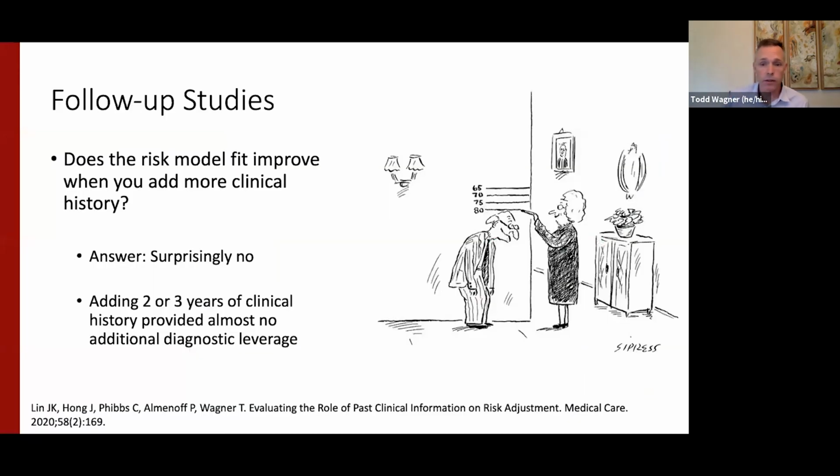We did some follow-up studies. So John Lin, who was a fellow here at Stanford, was really interested in this question of what happens when you track people. We only typically use 1 year of data for our risk scores. What if we use more years of data? Can we improve on that? We thought maybe at the extremes, we'd get more information about the time you've been with something like diabetes or chronic kidney disease. Surprisingly, we were really shocked that the answer was no, that we couldn't improve on the model fit with more years of data. So adding 2 or 3 years of clinical information provided almost no additional diagnostic leverage. And that was published in Medical Care in 2020.